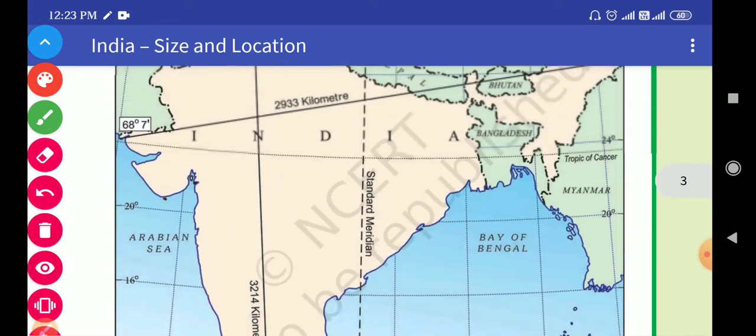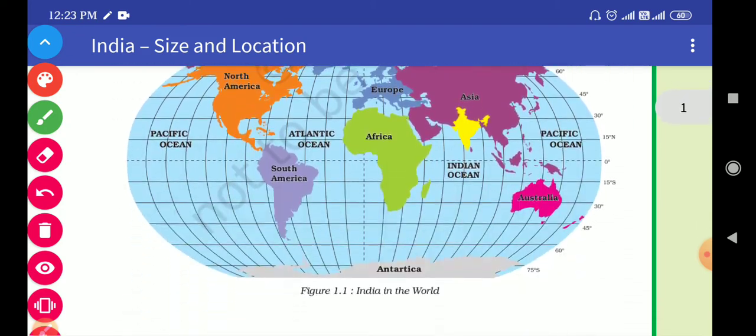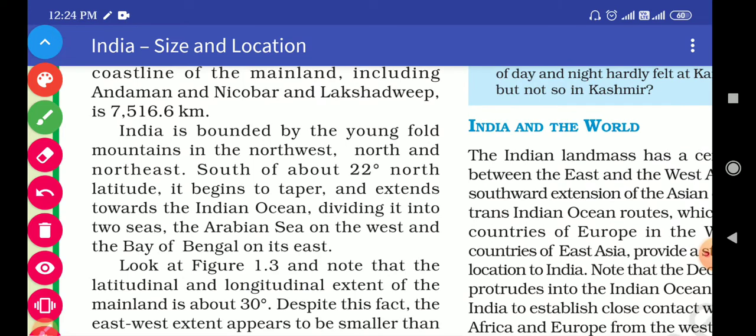So in this way we have completed this paragraph. Now let us discuss this one. India is bounded by the Young-Fold Mountains in the northwest, north and northeast. South of about 22° north latitude, it begins to taper and extend towards the Indian Ocean, dividing it into two seas, the Arabian Sea on the west and the Bay of Bengal on its east.